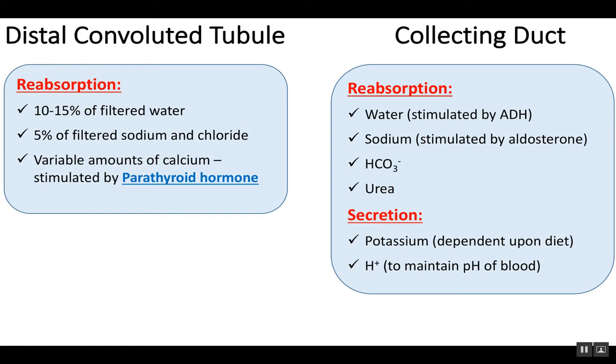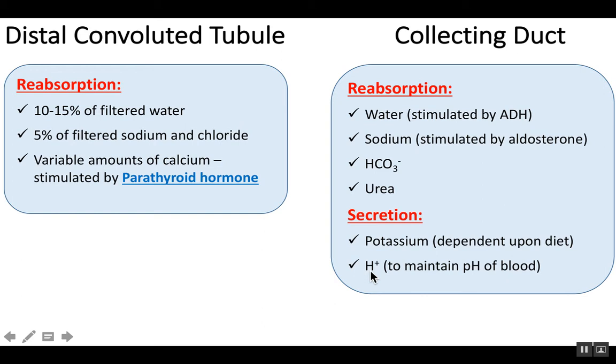We're going to reabsorb bicarbonate at the collecting duct to help maintain our buffer. We're going to reabsorb urea. Now this is a tricky concept because urea is a metabolic waste, but we actually use urea in the kidney. We keep some of it in the kidney, which we'll talk about later. Secretion of potassium is dependent upon diet. So if you consume a lot of potassium, your kidney is going to eliminate potassium. If you don't consume a lot of potassium, it won't. And then it also helps secrete hydrogen ions, again, to maintain pH.